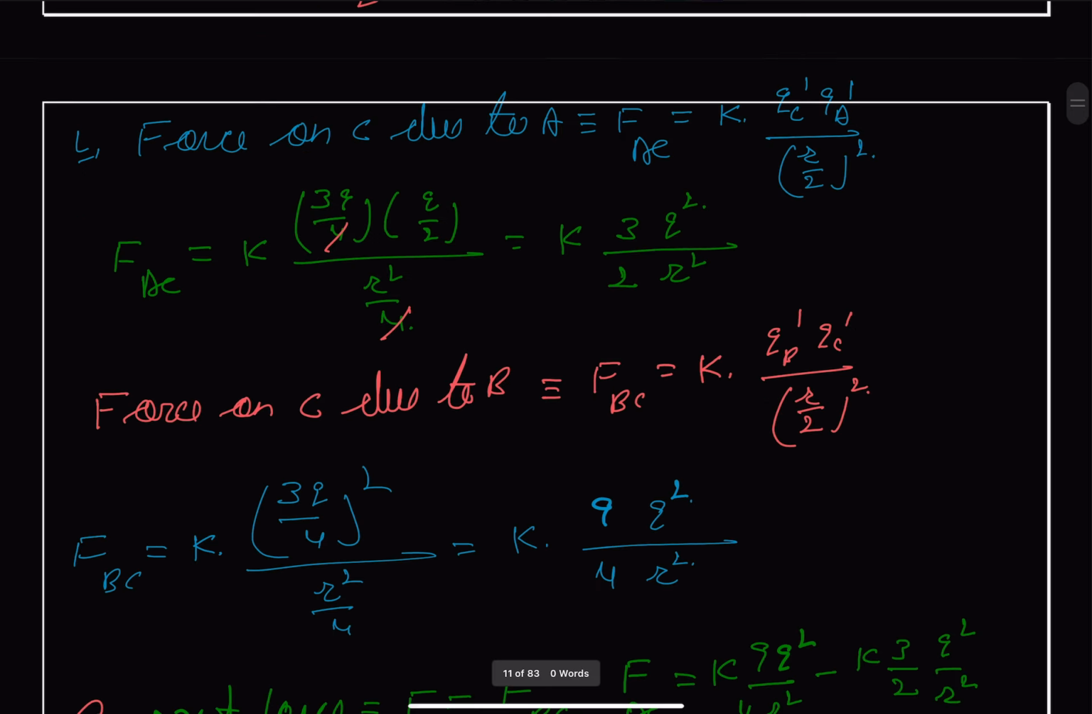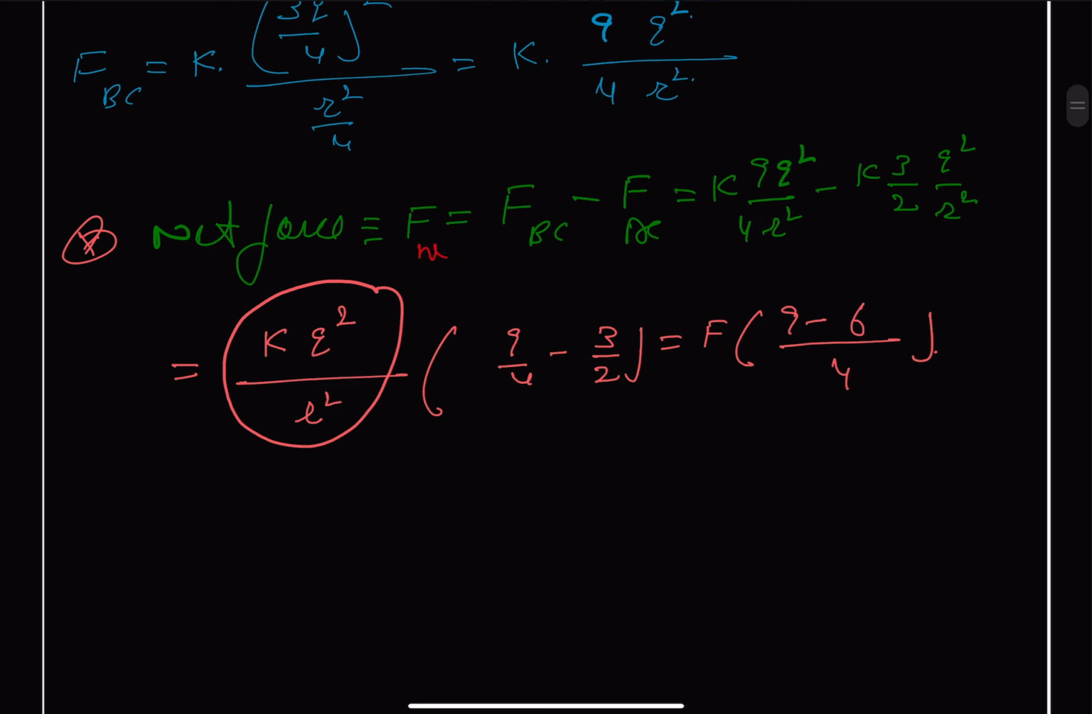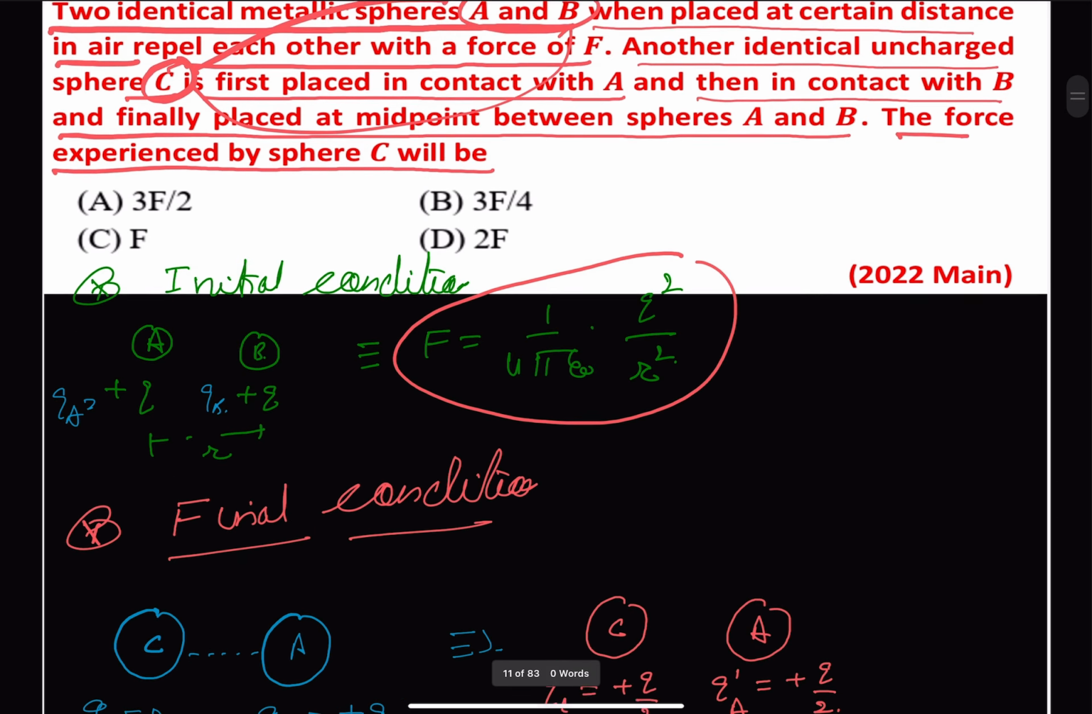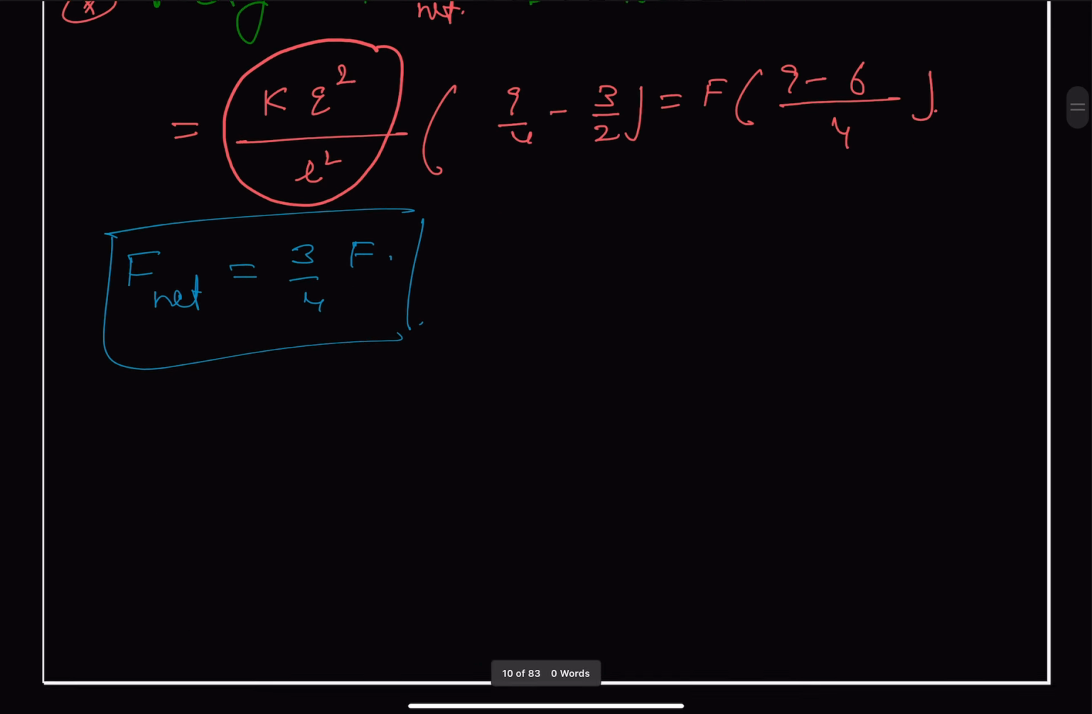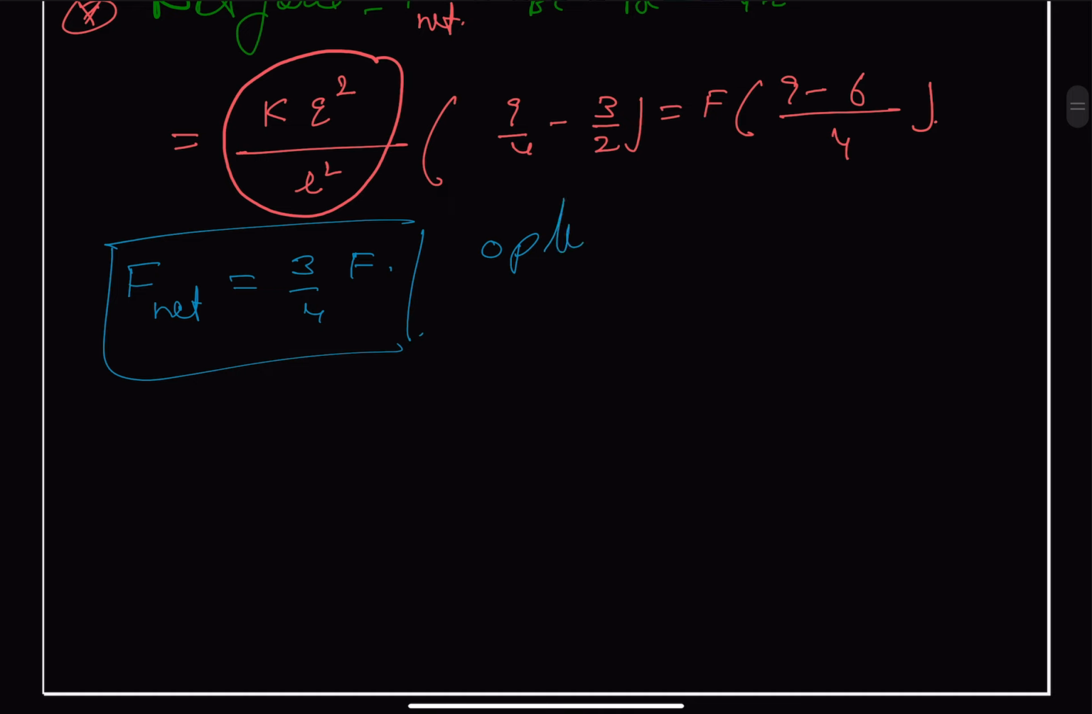and we get, let us call this F net. So we can say that our F net will be equal to 3 by 4 times F. So option B is correct. Next question.